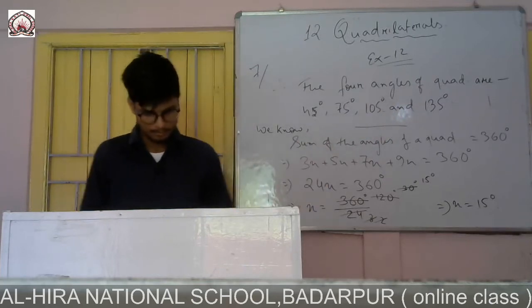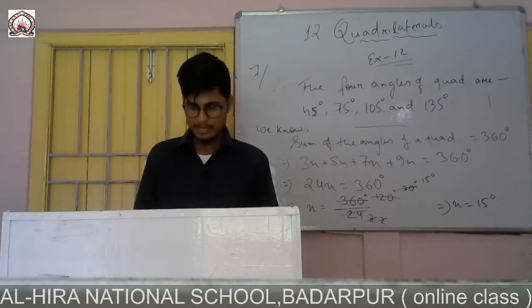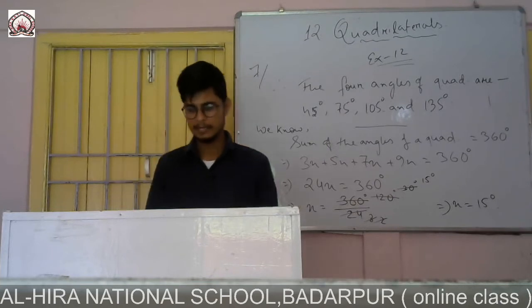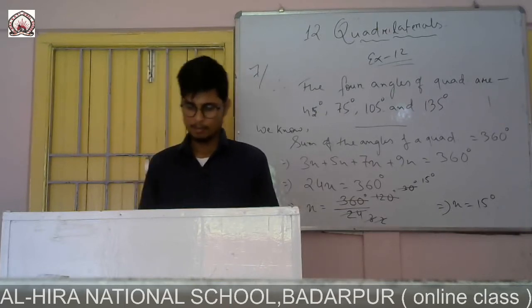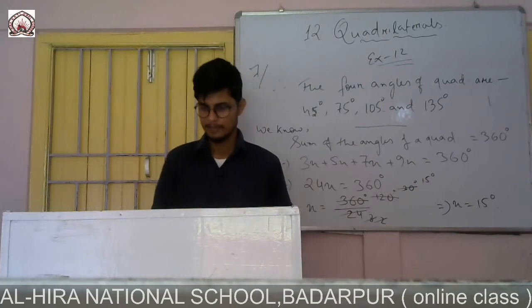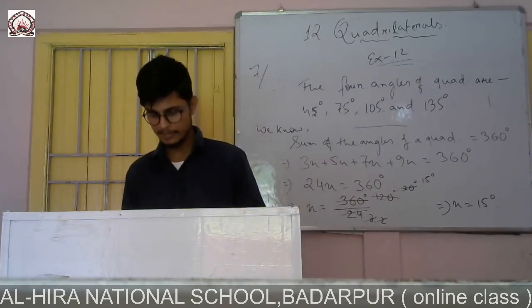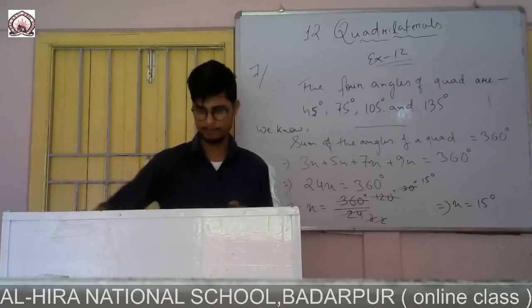Okay. So now question number 8. ABCD is a quadrilateral. AO and BO are the angle bisectors of angles A and B, which meet at O. Given angle C is equal to 70 degrees, angle D is equal to 50 degrees. You have to find angle AOB.